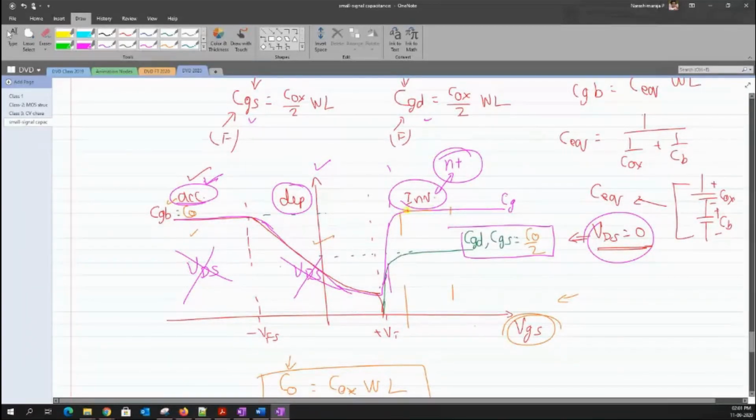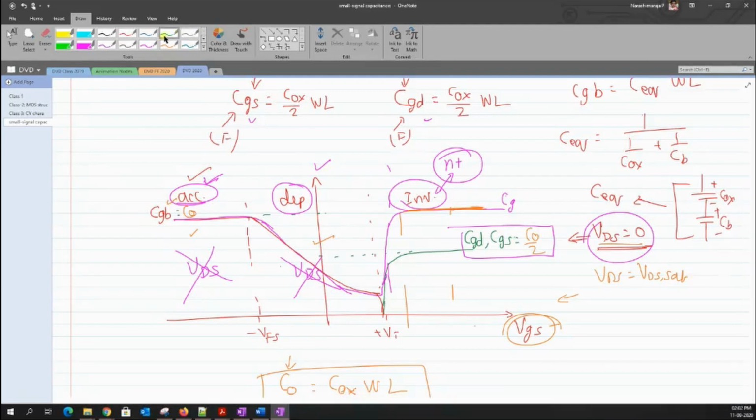In this region, for this particular plot, I don't have two variables here. One variable is VGS, and the other variable has to be fixed to some constant, and I have fixed the constant to be equal to 0. In case you're really curious about how this graph would look if I assume that VDS was equal to VDS sat, then I have to pick a color.